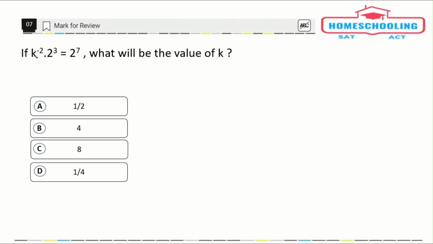The question says that if k to the power minus 2 into 2 to the power 3 is equal to 2 to the power 7, find the value of k. So a to the power minus m can be written as 1 by a to the power m. So what we're going to do here is k to the power minus 2 can be written as 2 cube by k square is equal to 2 to the power 7.